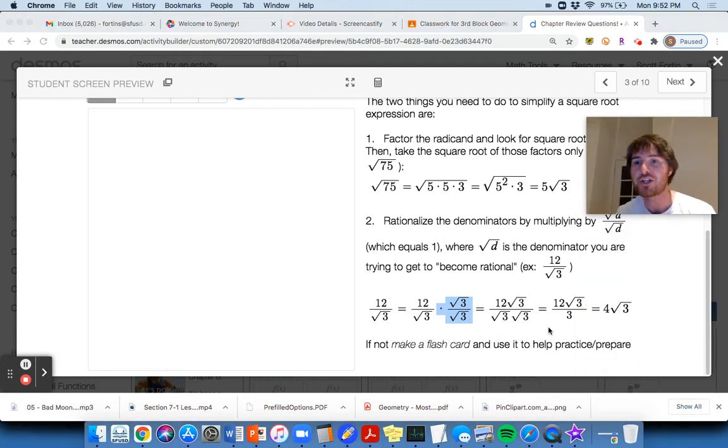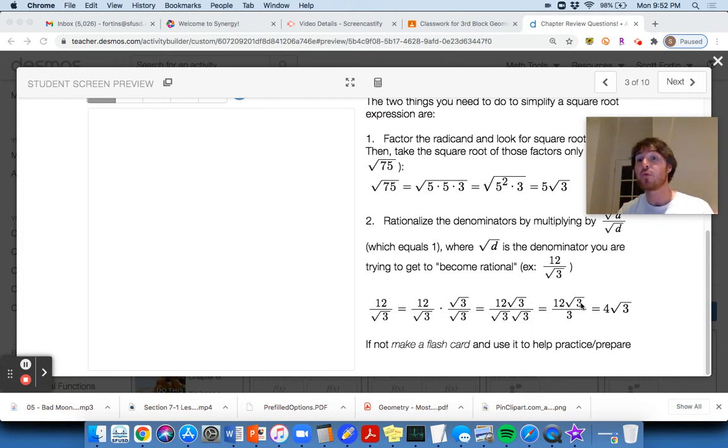So here we've rationalized the denominator. It was root 3. We just simply multiply by root 3 over root 3, which is 1. We're allowed to do that by the identity property of multiplication. And then the denominator, boom, radical symbol gone.